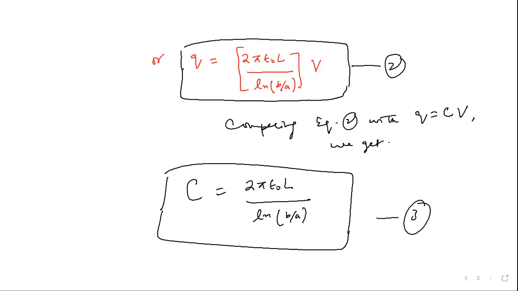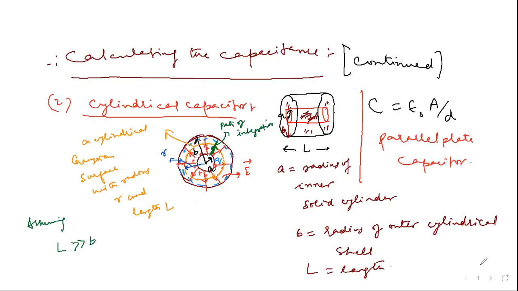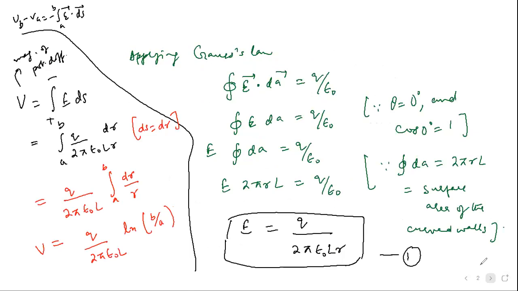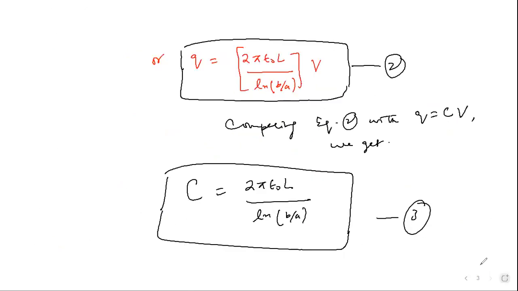So if we have a cylindrical capacitor of length L, inner radius a, outer radius b, L being much greater than outer radius b, and there is vacuum between the plates, then equation 3 gives the capacitance. So this was our second capacitor, the cylindrical capacitor. Now we move to the third one: spherical capacitor.